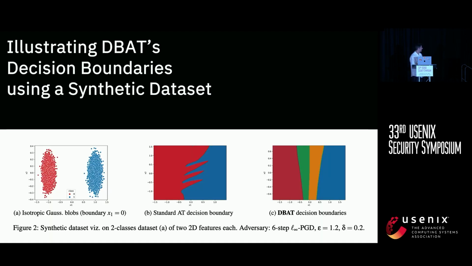So okay, some examples. Let's start with synthetic data. We wanted to see how it would look if we applied our method to any kind of data. So we started with two isotropic Gaussian blobs. The decision boundary is at 0. In figure B, you will see what happens if we apply standard adversarial training. The separator will be some complex line between the two classes. And if we apply DBAT in figure C, you can see that the lines are much smoother and easier to interpret. So this one is for the synthetic data sets.